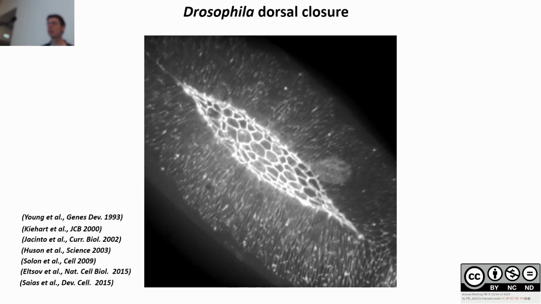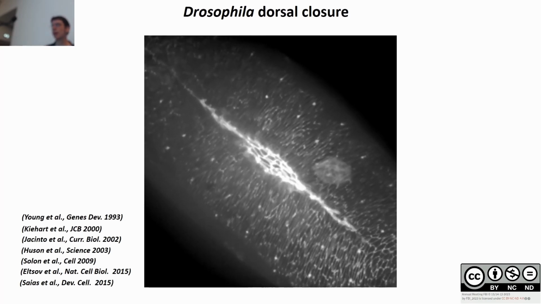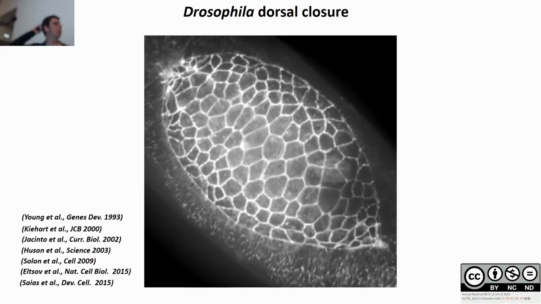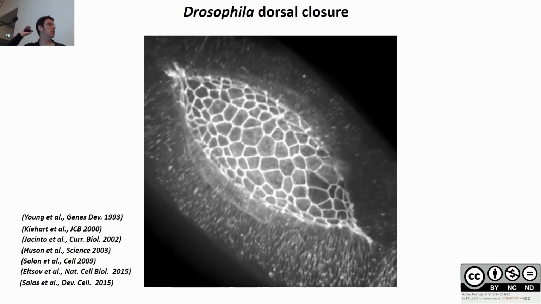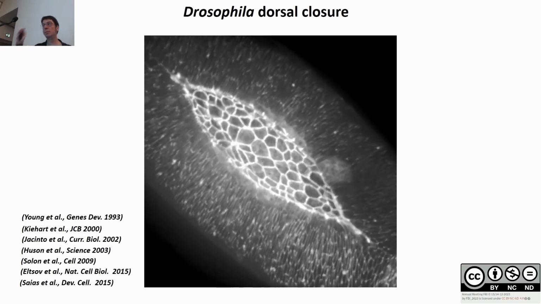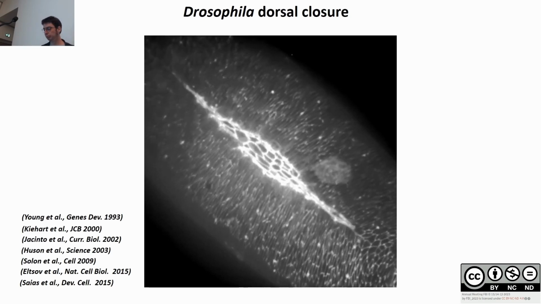Many groups have worked on it. I just put a few papers here, but there are many more. What we know about this process is that it's regulated by a central pathway called the Jun kinase pathway, and with DPP, which is a morphogen that is important for this process.